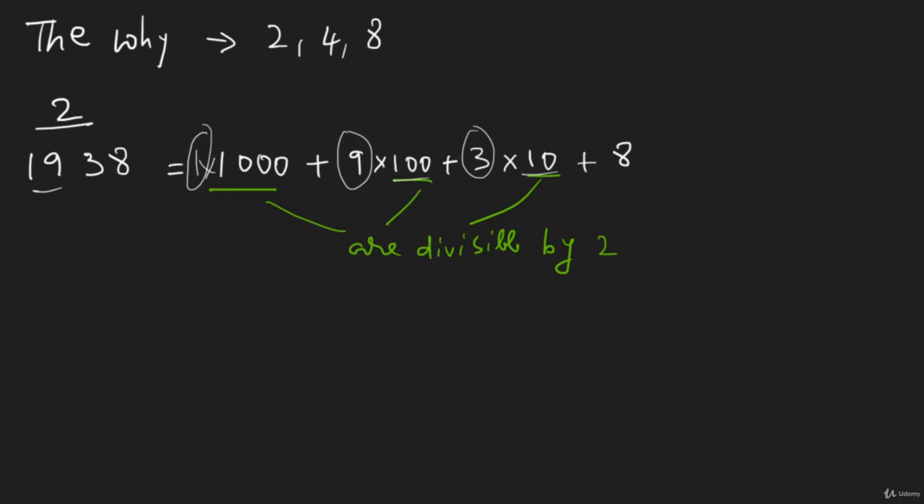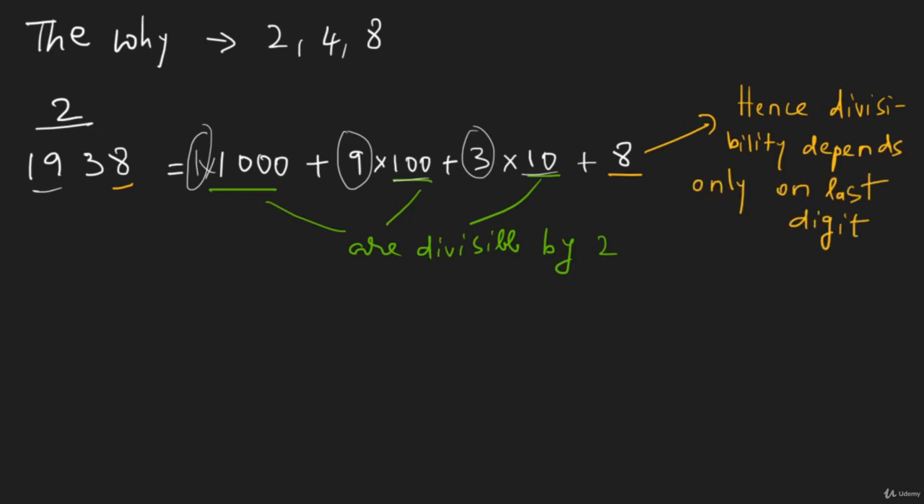Therefore, the divisibility test of 2 only concerns the last digit of the number. Hence, if the last digit is divisible by 2, the given number will be divisible by 2. Alright, for example over here you can see that because 8 is divisible by 2, and we have seen already that these three numbers are divisible by 2, therefore when you add all these four numbers you get 1938, and 1938 is divisible by 2.